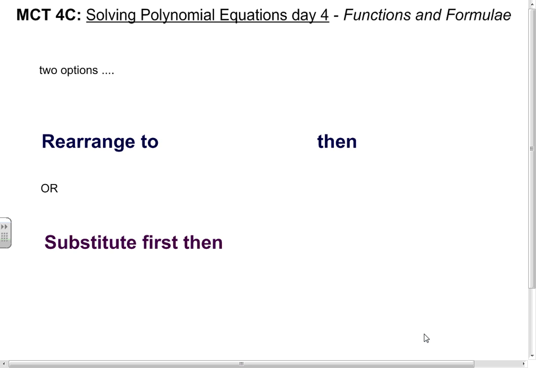All right, grade 12s, we're on our fourth day solving polynomial equations with functions and formula. We are using some geometry for the most part today, with formulas that you should be familiar with, though you can find some at the front of your book.